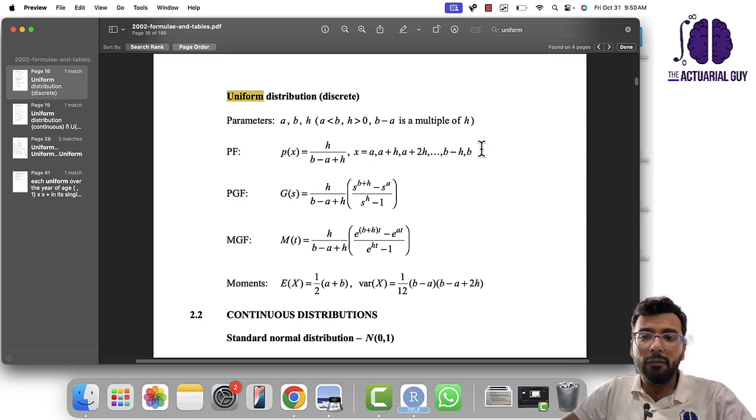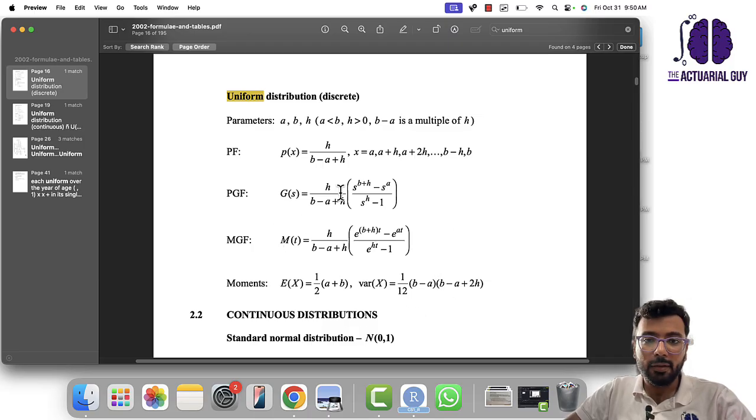If you have b minus a plus 1 values going from a to b, imagine a is 1 and b is 6. That would make it the roll of a die, right? So the total number of values is 6 minus 1, that is 5, plus 1, that is 6. So your probability function would be 1 by 6. Your expectation is half of a plus b, so that would be half of 6 plus 1, that is half of 7, that is 3.5. Your variance is 1 by 12 times (6 minus 1) times (6 minus 1 plus 2). So this can also give you the variance.